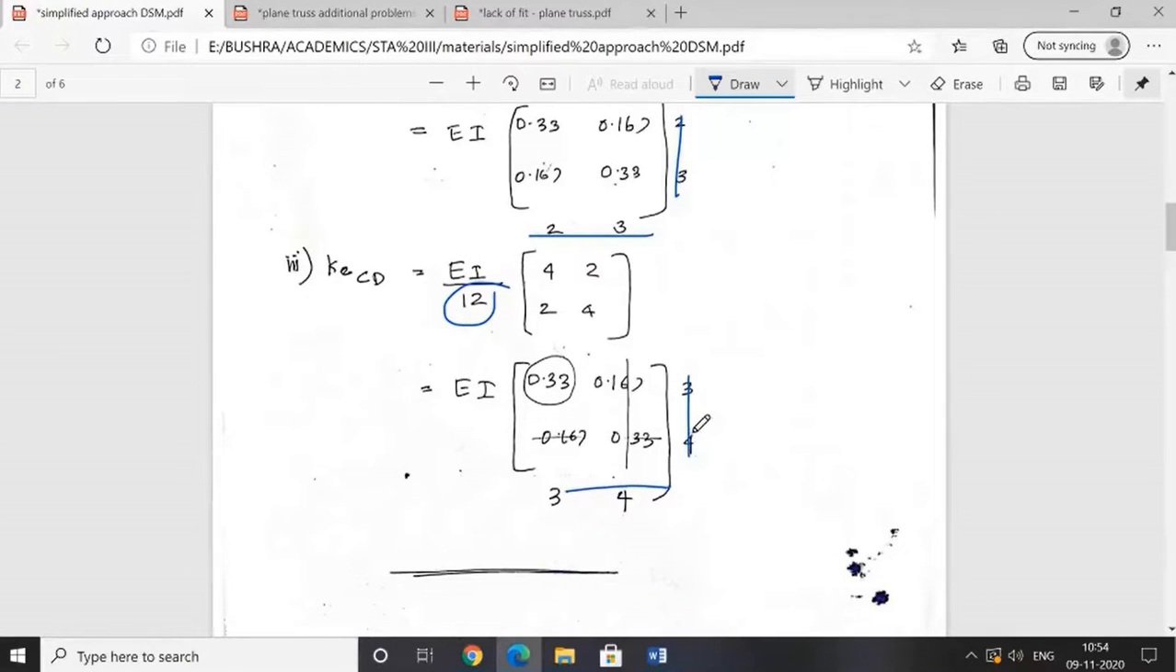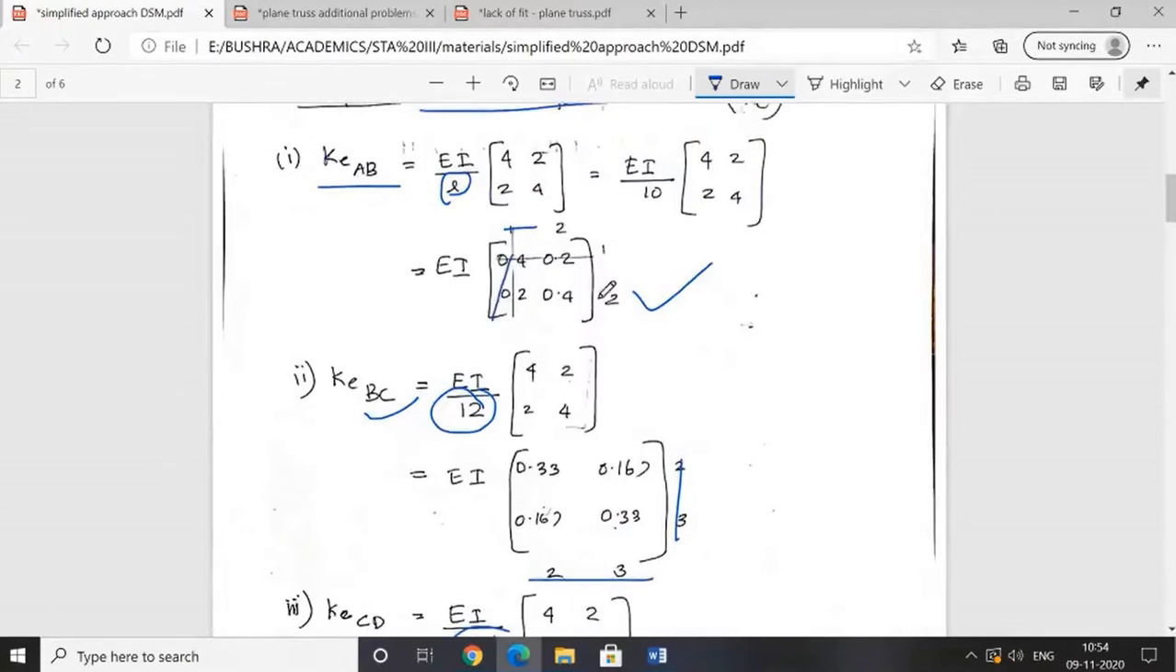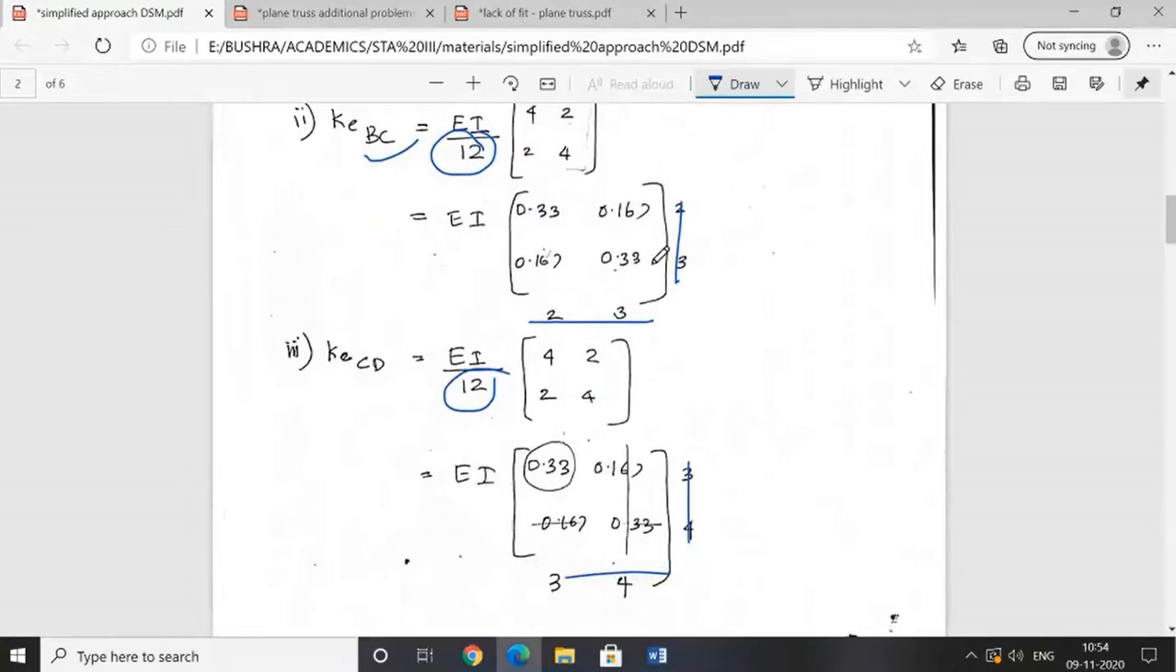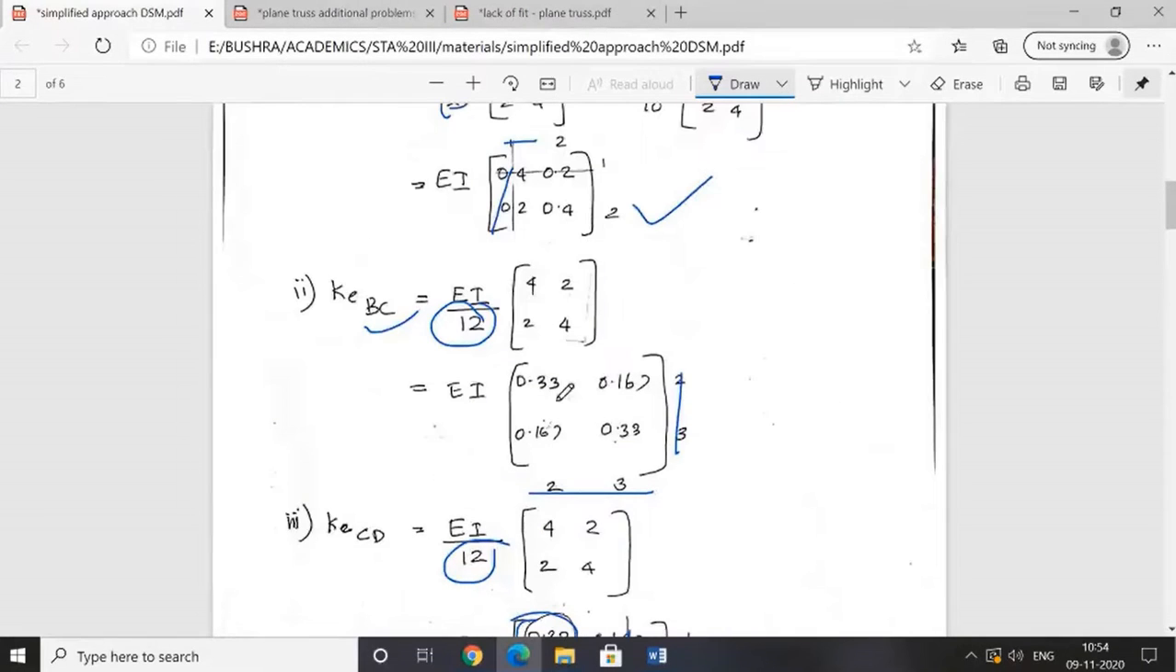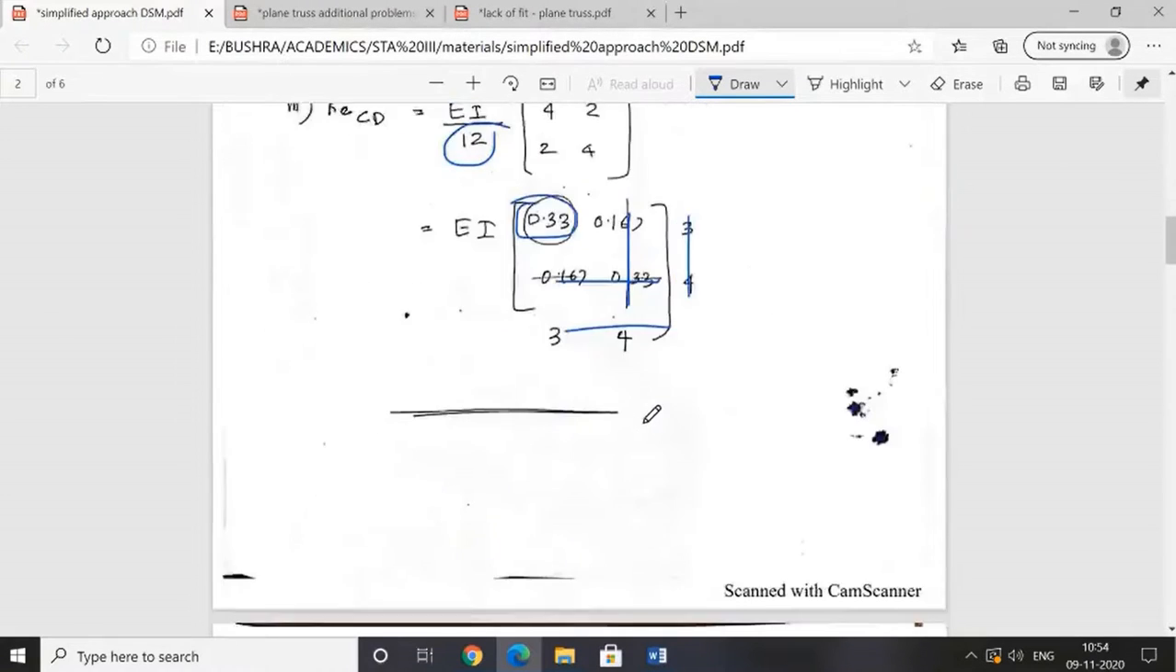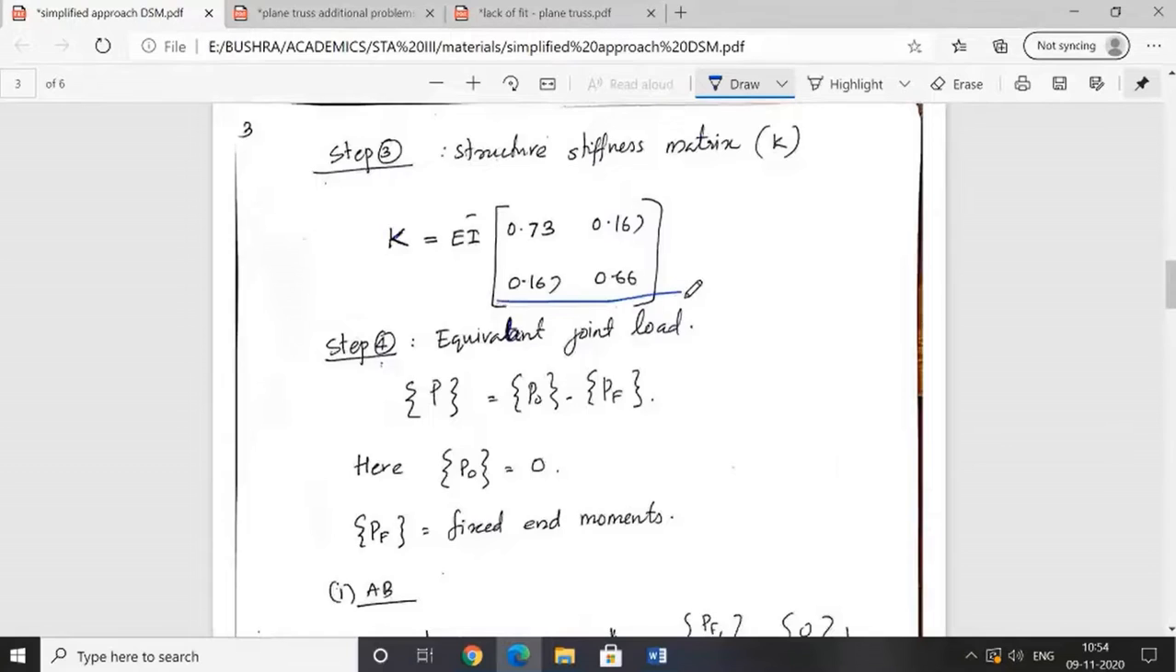So you can arrest the corresponding degrees of freedom. So 1 is arrested. 2 and 3 are remaining. Here also 4 is arrested. Only these three terms remain. Here all the 4 terms are remaining: 2, 2, 2, 3, 3, 2, and 3, 3. You may add all these to get the structure stiffness matrix.